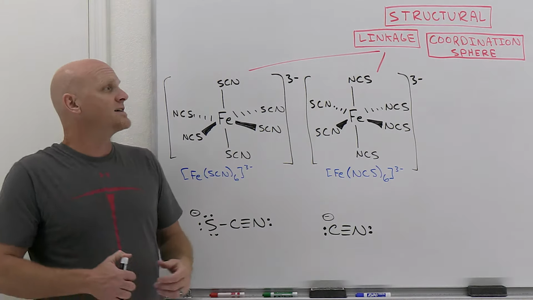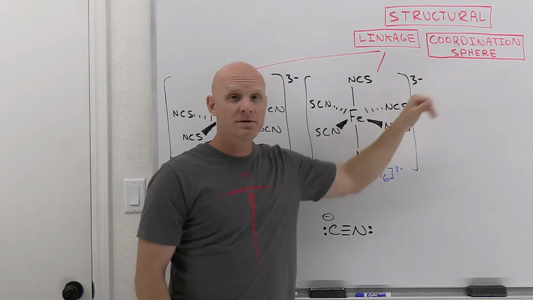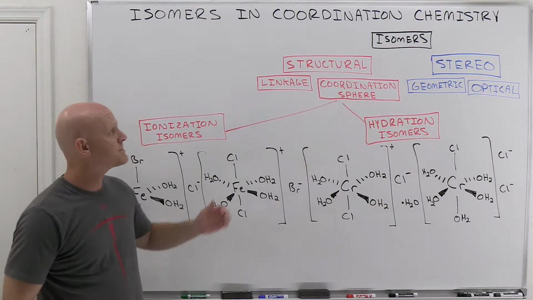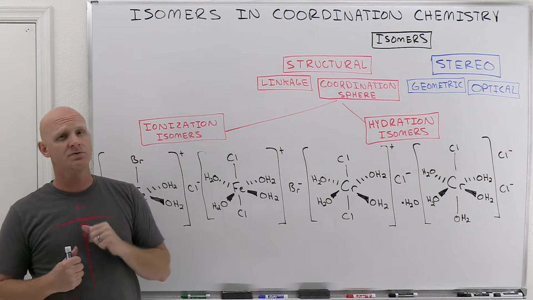So those are linkage isomers. The next type of structural isomer is going to be the coordination sphere isomer. Let's get a couple of those on the board. We're going to call them coordination sphere isomers, and it turns out these come in two varieties as well.